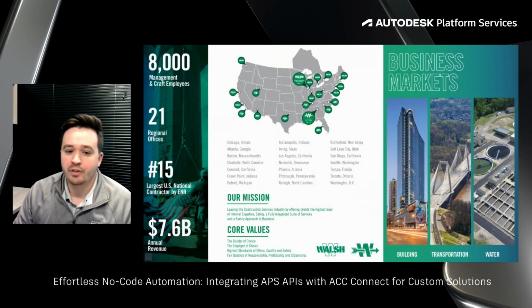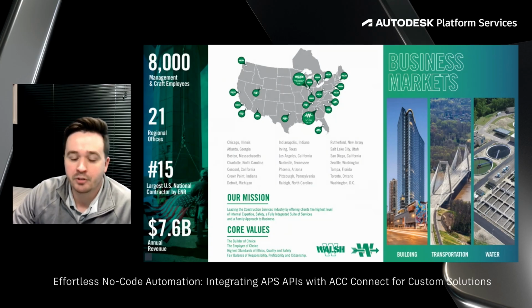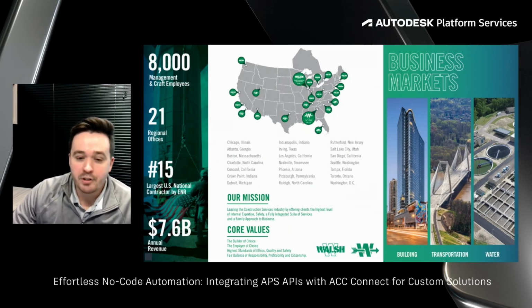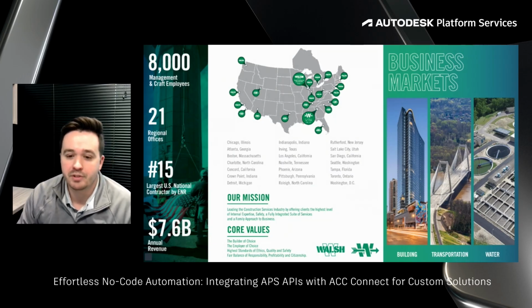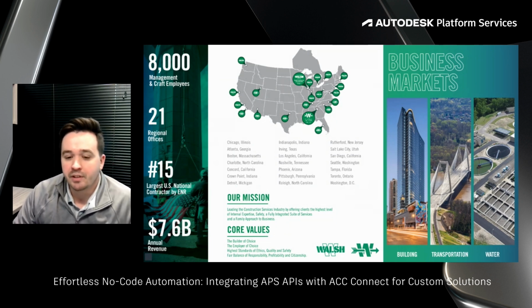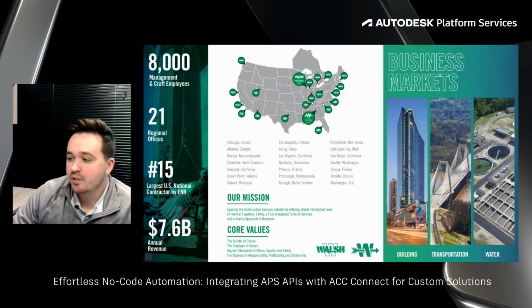If you're not familiar with the Walsh Group, we're one of the largest general contractors in the US. We focus on 3 key business markets: building, transportation, and water. We have 21 offices around the US and roughly 8,000 employees doing 7.6 billion in annual revenue. And this case study specifically focuses on a project that we completed in Nashville, Tennessee.